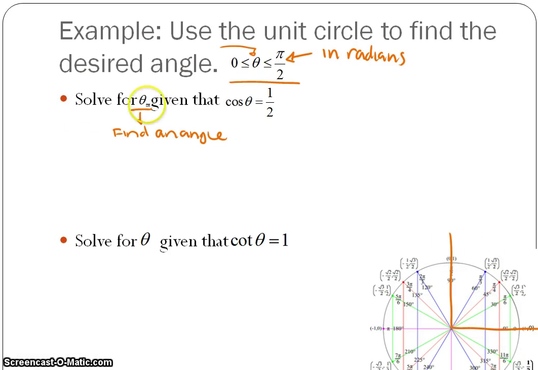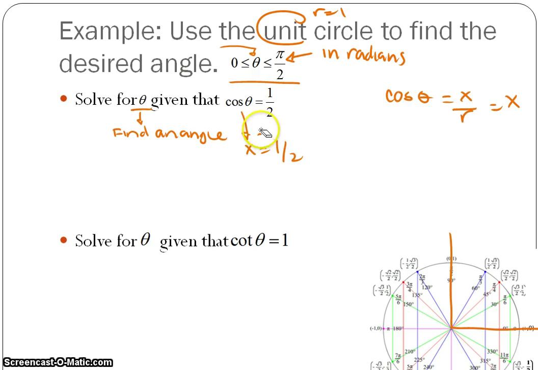So it says solve for theta, so find the angle given that cosine of theta is 1/2. If you remember, cosine of theta is defined to be x over r. And since it's on the unit circle, our r equals 1. So essentially cosine of theta is x, because our radius is 1. So we're looking for the x-coordinate on the unit circle, and the x-coordinate is 1/2, because cosine is defined on the unit circle as the x-coordinate.